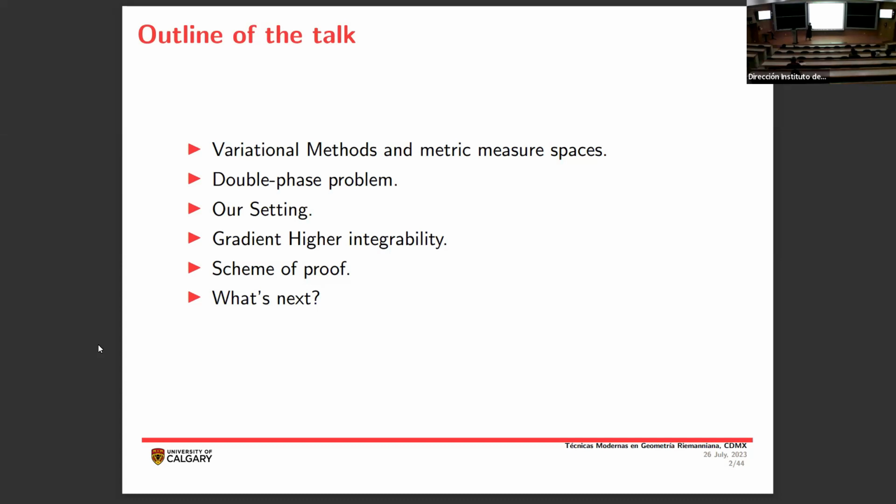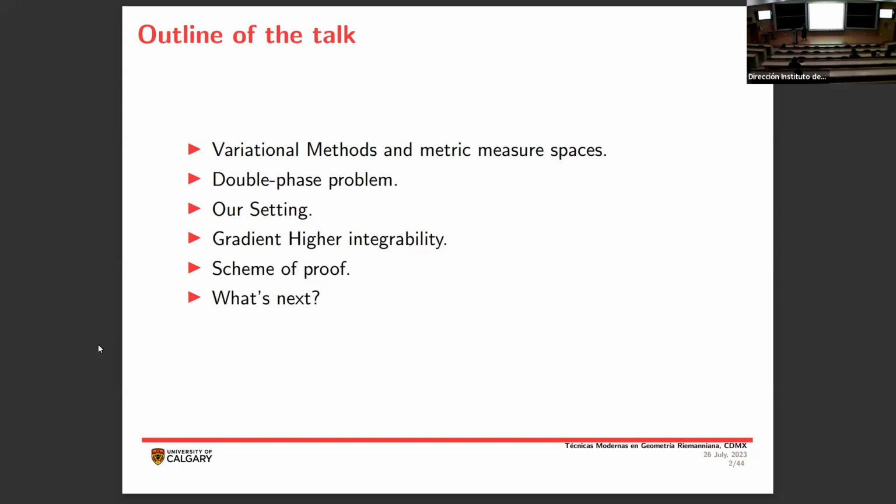Afterwards, I am going to introduce our problem, the double phase problem, and give some motivation and background behind it. Then I'm going to define our setting. What is it that we need to ask of our space to be able to work in it, and also to work with the problem that we're interested in? Then I'm going to state the main result, mainly the gradient high integrability.